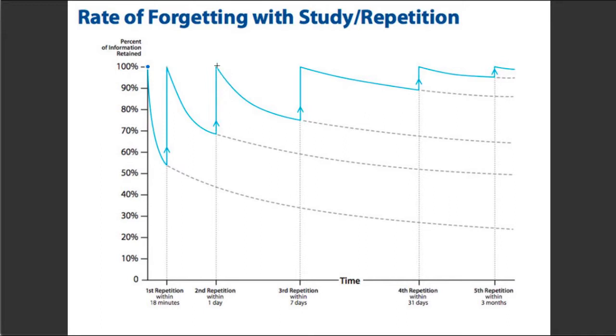But if I do review 3 times, then I'm on this curve. Then this review may be doing the summary or Cornelling my notes. Then I'll be on this line. This line means that within 7 days, I'll remember 80%. You're shooting for a B here. And then you stay on this line.